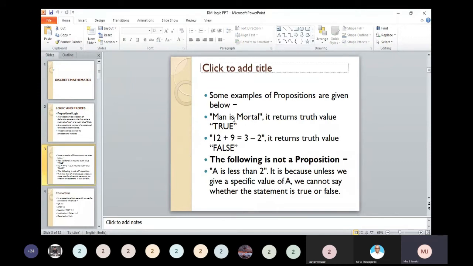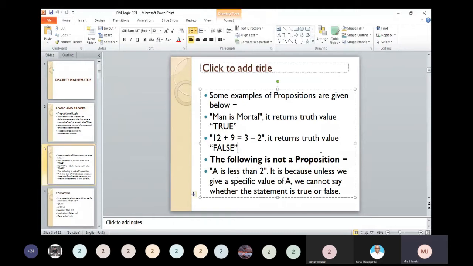A man is mortal. Yes, the truth value of this statement is true. And one mathematical statement is 12 plus 9 is equal to 3 minus 2. Is this statement true? 12 plus 9 is 21, and 3 minus 2 is equal to 1. This is not equal, so the truth value of this statement is false.